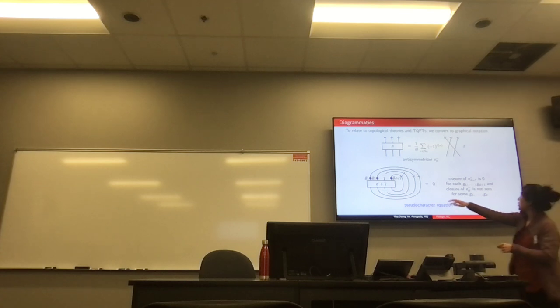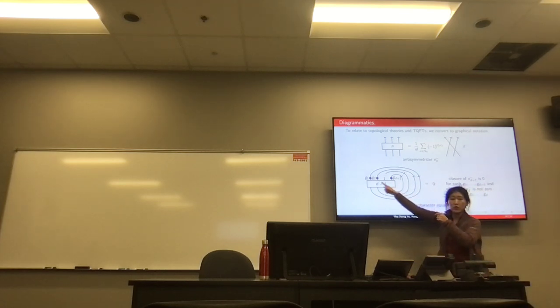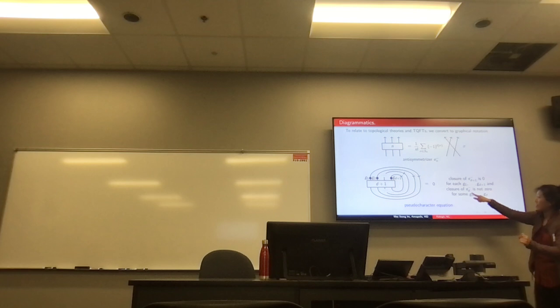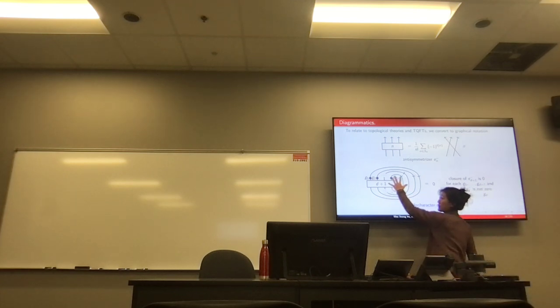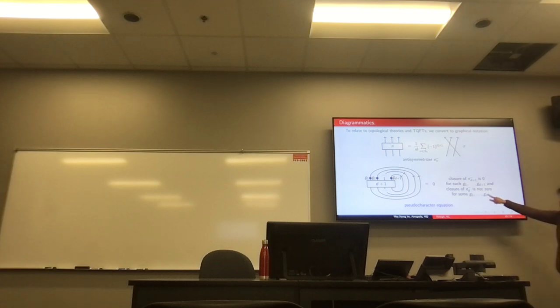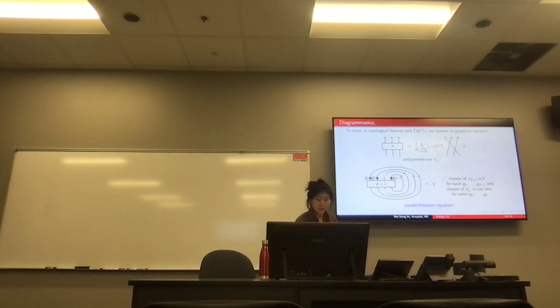And then whenever we close this up, you can decorate each string by elements of G: g1, g2, up to g_{d+1}. The closure of this is equal to 0, no matter how you label it. And then for the closure of d strings, where you take one of them out, it's not equal to 0 for some combination g1 up to gd. So this is a pseudo-character equation.